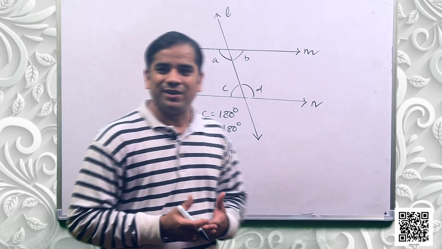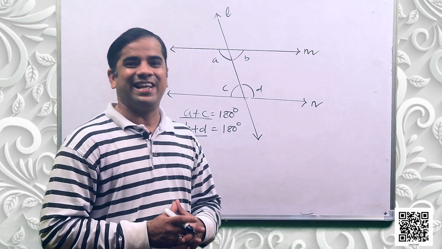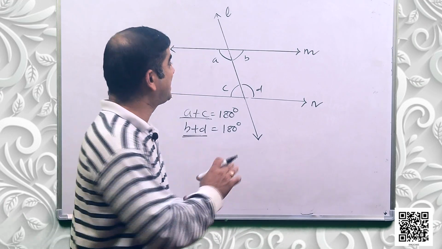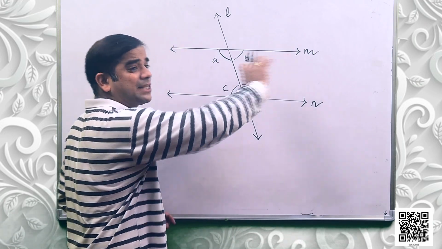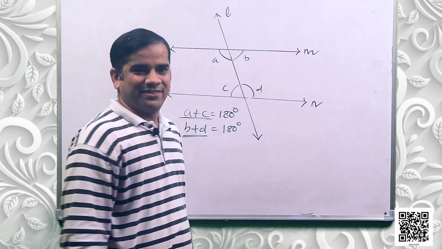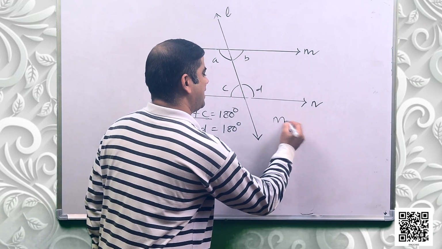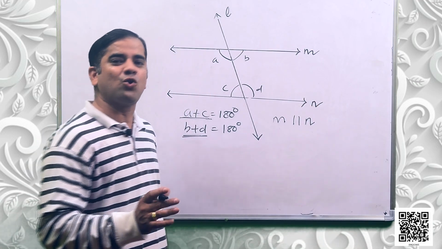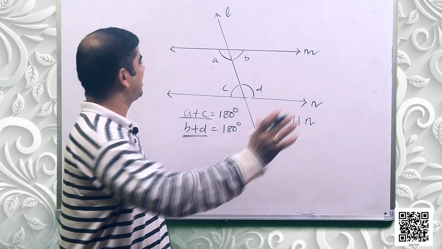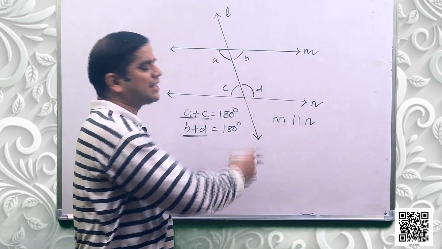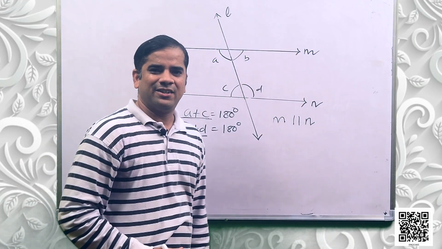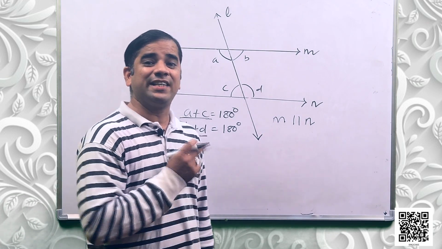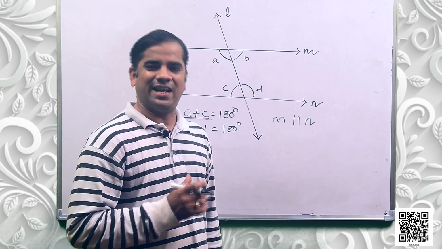And what we know is that parallel lines never meet with each other. That means they maintain equal distance between themselves. So, in this case, M is parallel to N. They are not going to meet with each other on either side of the intersecting line L. So, we can say that Euclid's fifth postulate implies the existence of parallel lines.